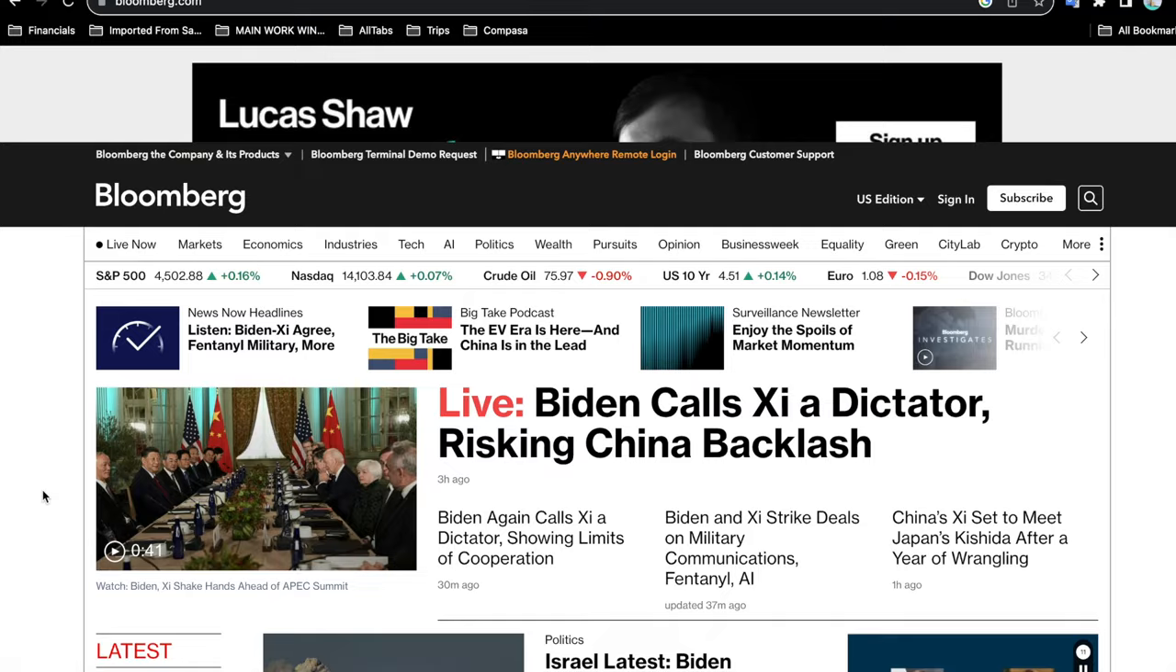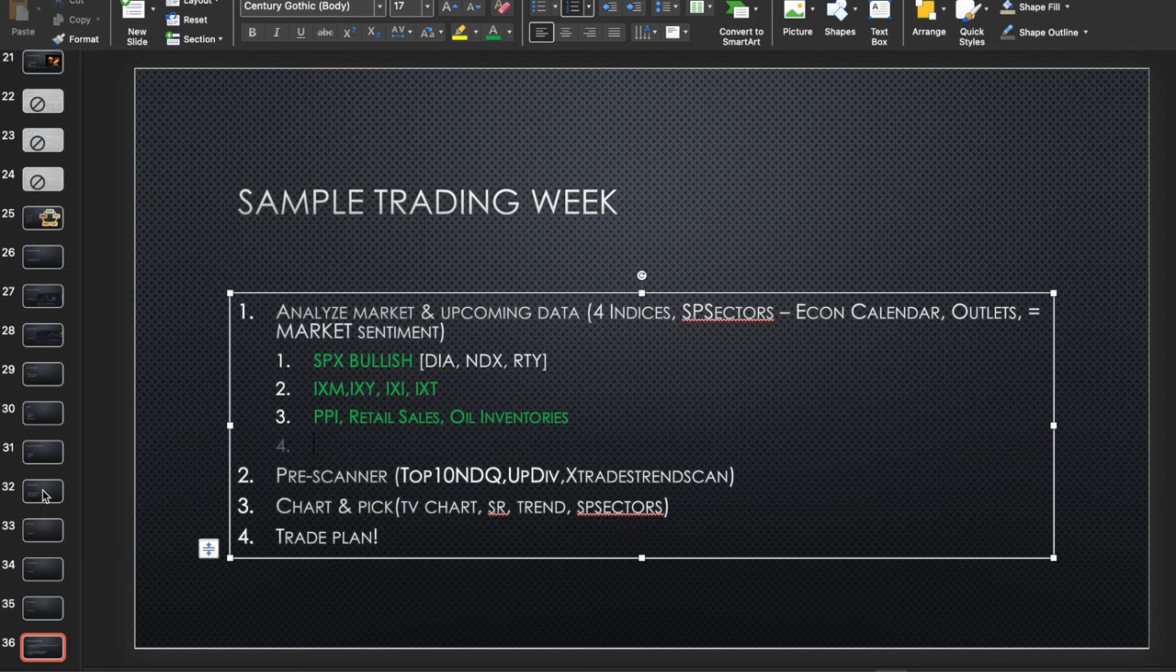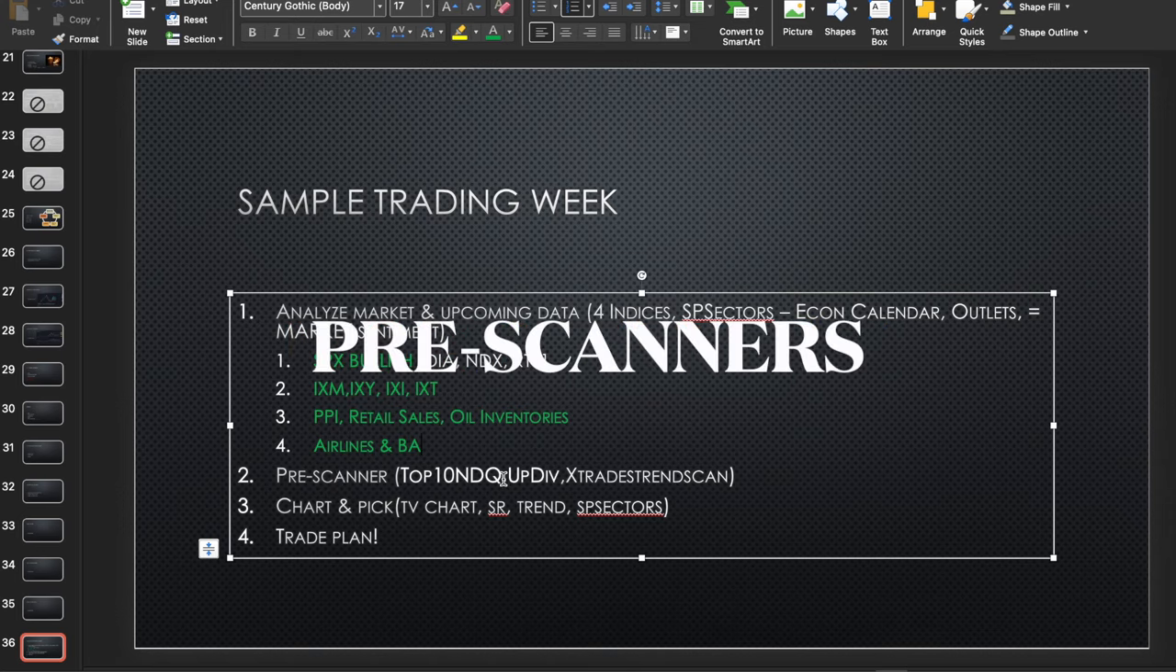So look at the media outlets, get a feel for what's going on, and plot down anything that you see. So let's say that we talk about airlines and airline manufacturers, Boeing or something like that, right? Okay, and we have a general market sentiment of what might be working to the bullish side and to the bearish side. So then we come over and we look at scanners, okay?